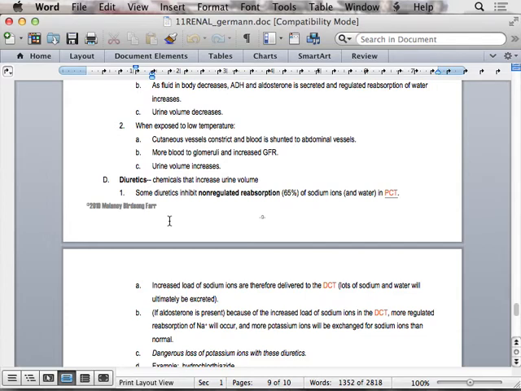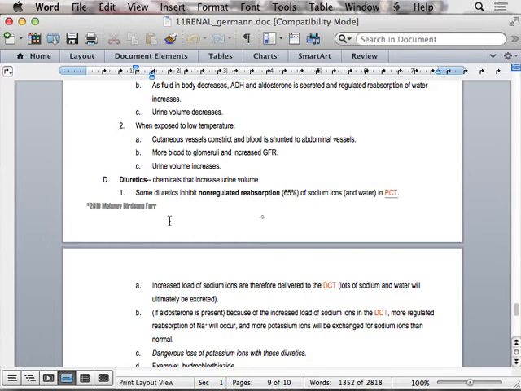So diuretics can also change your urine volume, right? A diuretic is something that makes you pee a lot. And there are several different kinds of diuretics. And in order to understand the diuretics, you just have to understand this stuff. So some diuretics work on the 65% PCT reabsorption of sodium and water. Some of them work on the 35% reabsorption of sodium and water, and some of them really just work on filtration. So let's look at what they do.